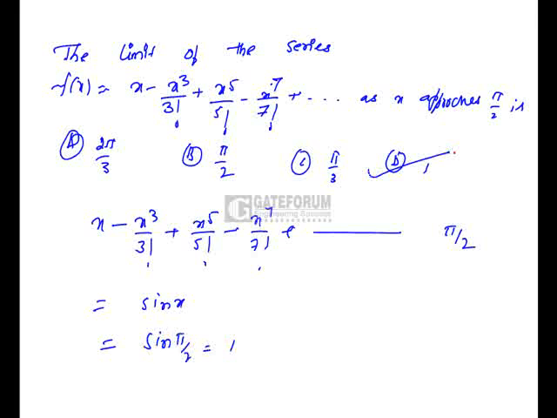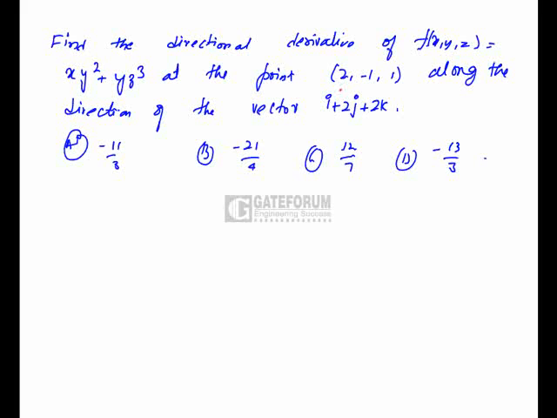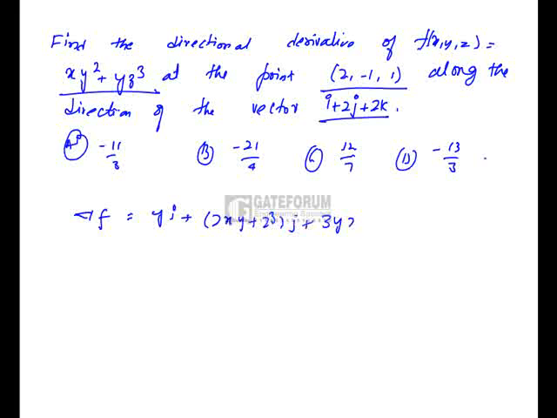Answer is D. Find the directional derivative at a point (2, -1, 1) along i plus 2j plus 2k of the function xy square plus yz cube. Now let us find first delta f. Delta f is nothing but y i plus (2xy plus z cube) times j plus 3y z square times k. Now we need this delta f at point (2, -1, 1), which is nothing but i minus 3j minus 3k. Now we need to find the directional derivative along i plus 2j plus 2k.